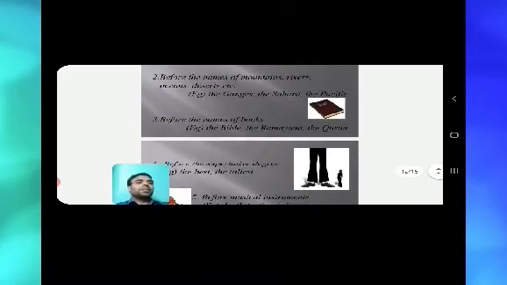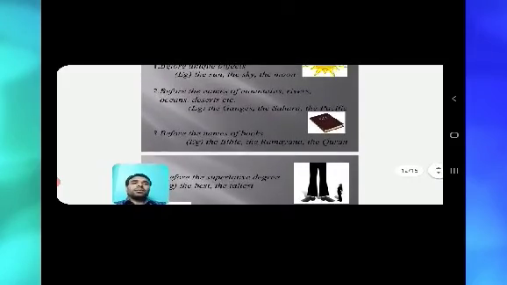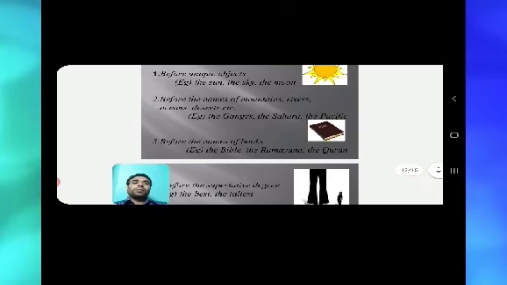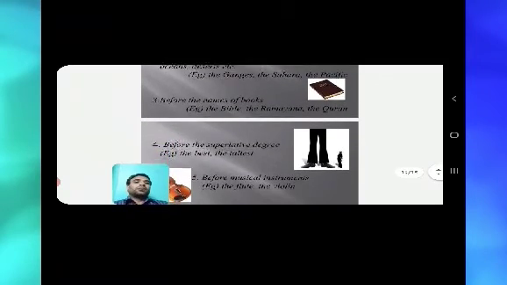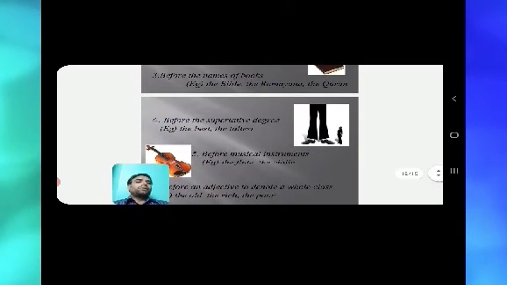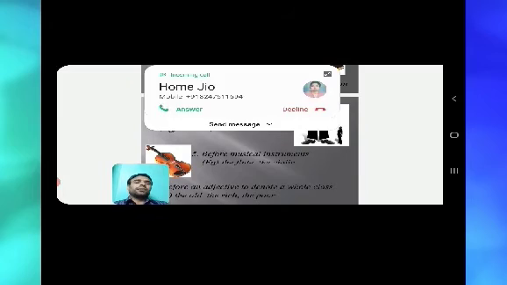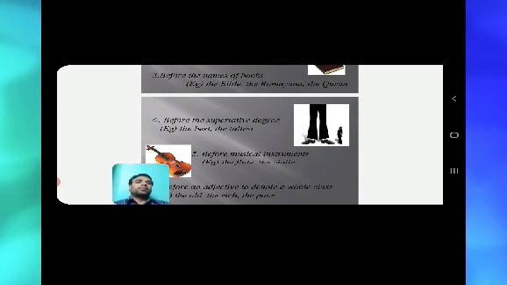Like that, we can use the before the holy books or the great books. And the fourth one: before the superlative degrees. You should have an idea what the superlative degrees are. Superlative degree, what is the superlative degree?